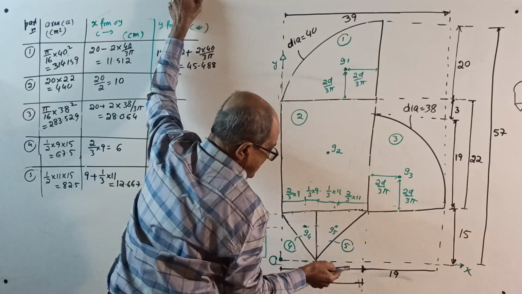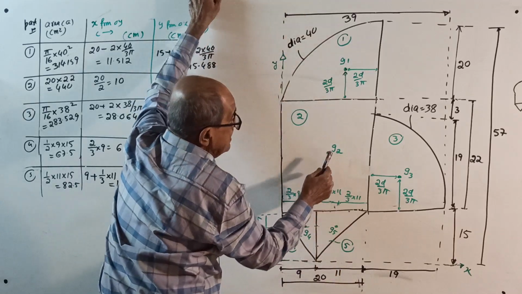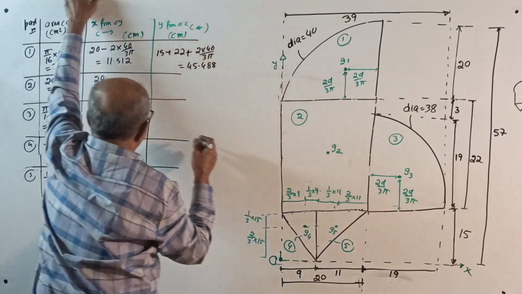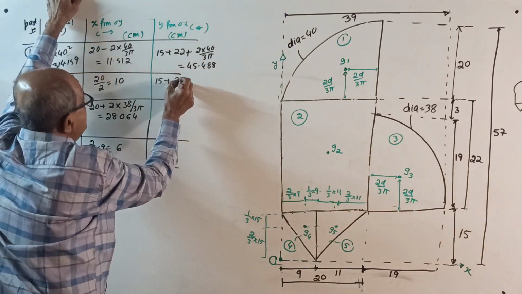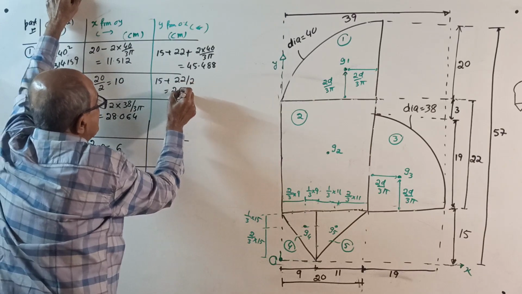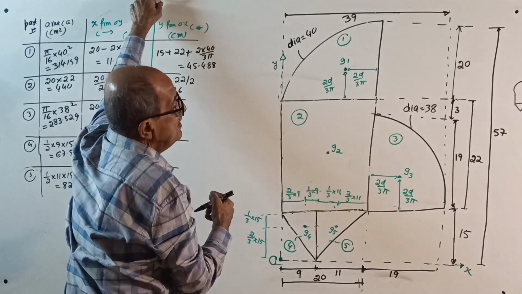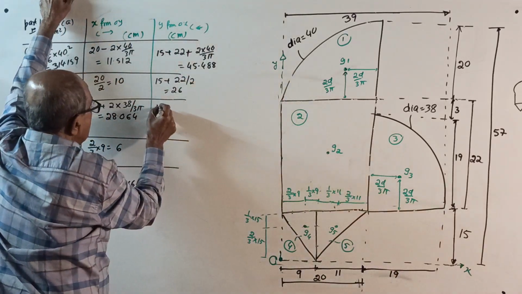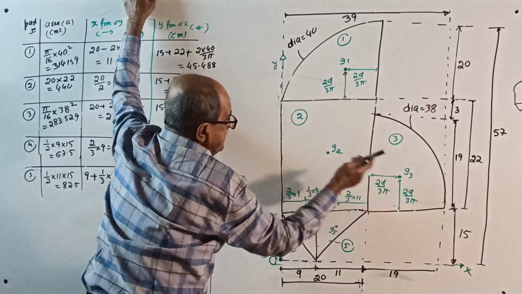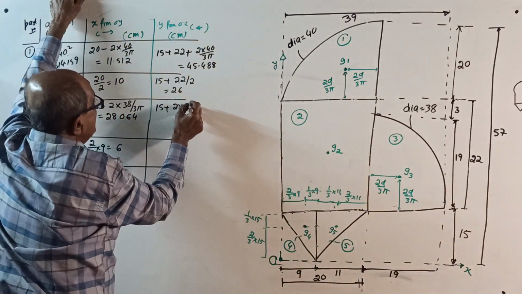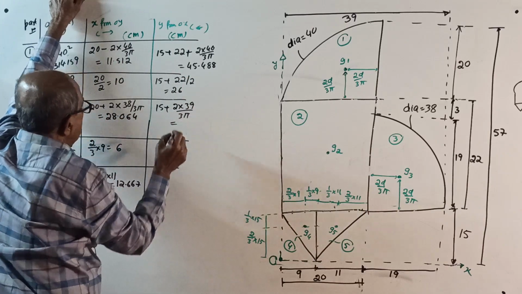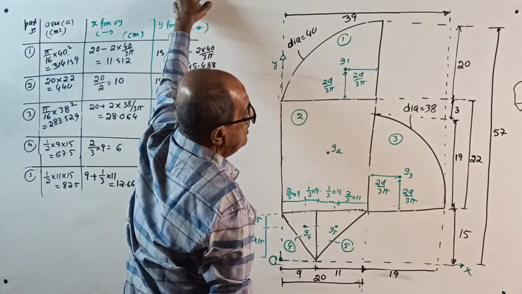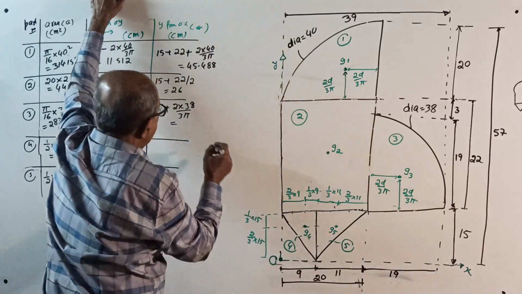Figure number 2, 15 plus to the center. This rectangle is 22 here, so 15 plus half of 22, 15 plus 22 by 2, is 26. Figure number 3, 15 plus this distance 2d by 3 pi, 2 into 38, not 39, divided by 3 pi, is 23.064.